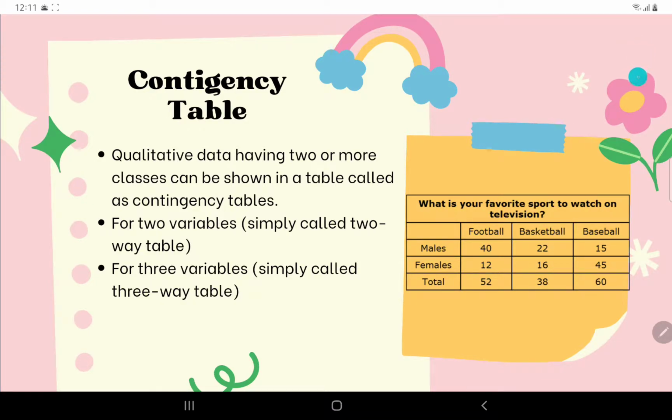For a contingency table that has two variables, we call it a two-way table, and for a contingency table that has three variables, we call it a three-way table. So this table is an example of a table that has two variables, and we call it a two-way table. Data from this table can be grouped according to two criteria of classification.